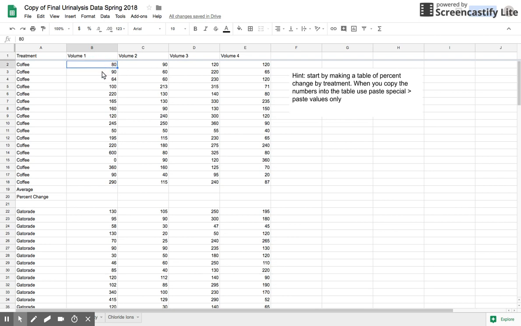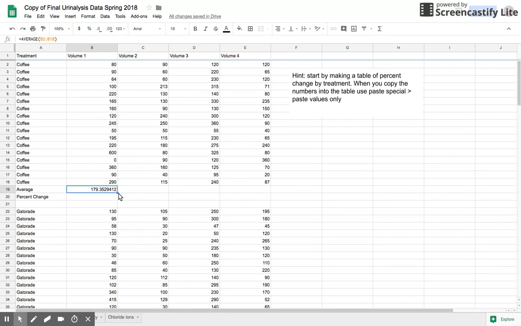So I am going to select the first column. You click on the top data point, hit Shift, and click on the bottom data point. And the first thing I'm going to do is fill in this line right here for averages. So I go over here, click on average, hit Enter, and Sheets has just averaged this data for me.